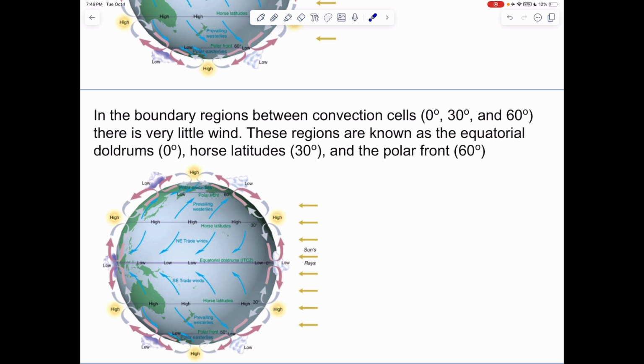I hope this gave you a better perspective of how all the air moves around our Earth, which will help us when we get started into weather next.